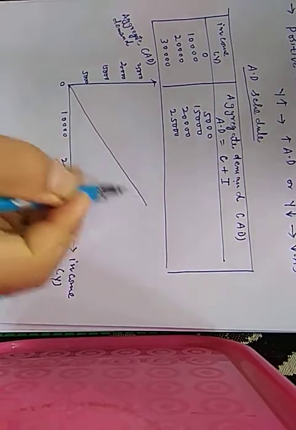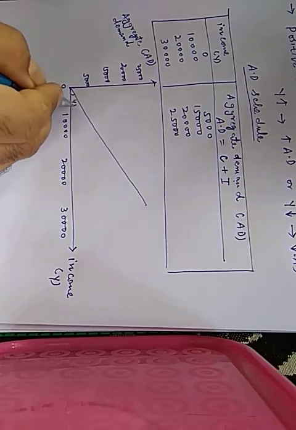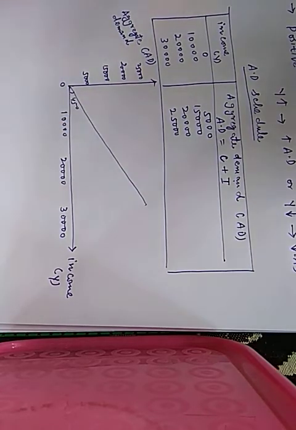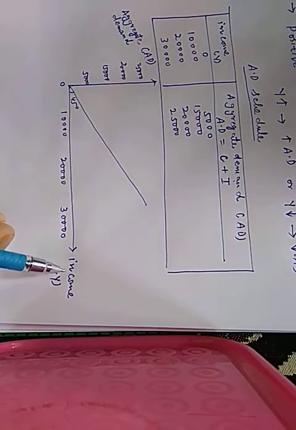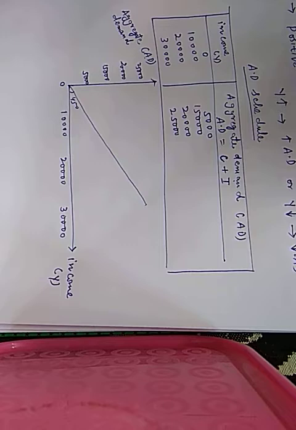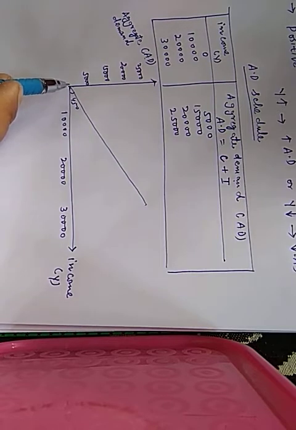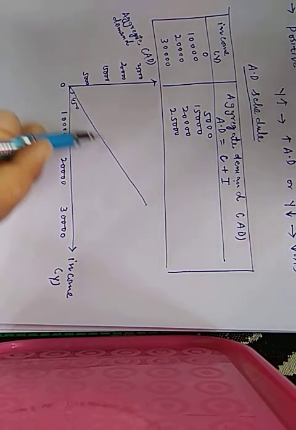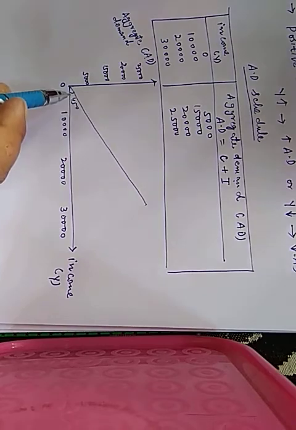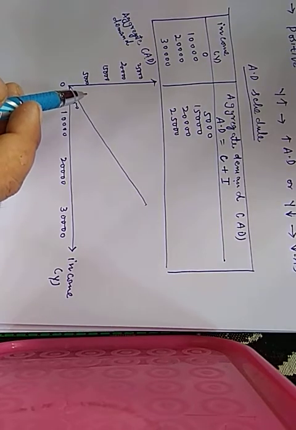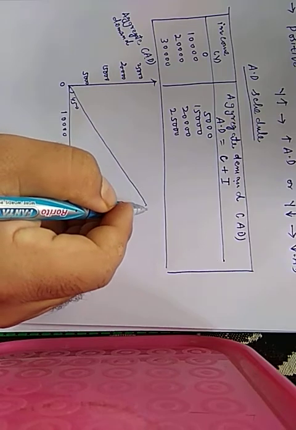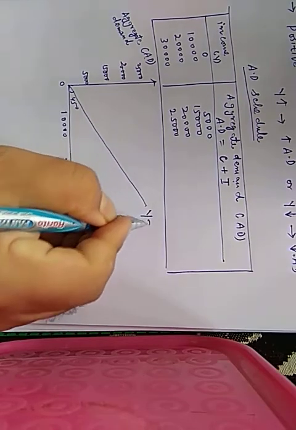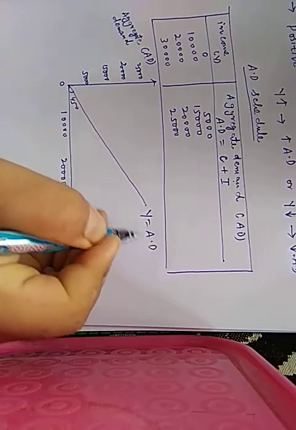First we will draw a 45-degree line which divides this diagram into two equal parts, showing the values of aggregate demand equal to income. This means that any point lying on this 45-degree line shows that income is equal to aggregate demand.